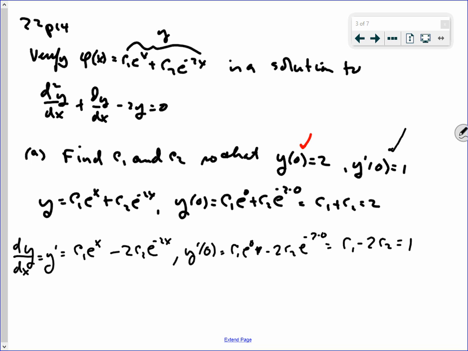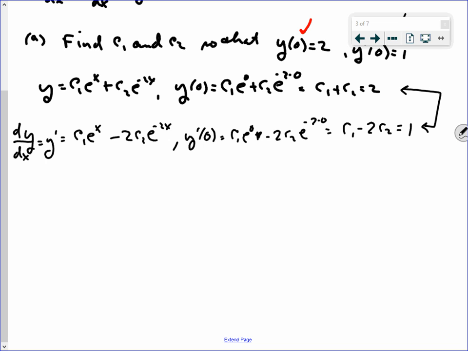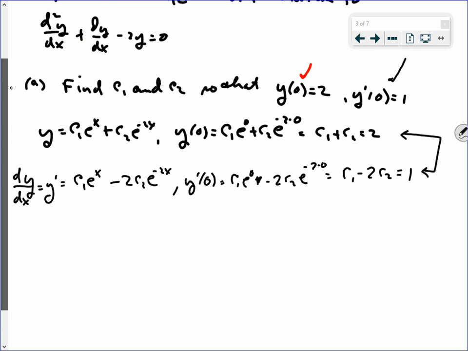So we need to figure out what these constants are. What constants will give us these two values at x equals 0? So we take these two equations, and we have two equations with two unknowns that we need to solve simultaneously. We need to have c1 plus c2 equal to 2, and c1 minus 2c2 equal to 1.